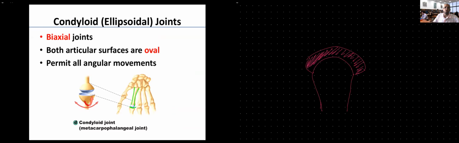So what movement can I perform? I can perform flexion, extension. If this is my metacarpal bone like this, and this is my proximal phalanx, I can perform flexion, reducing the angle of the joint, or I can perform extension, increasing the angle of the joint.